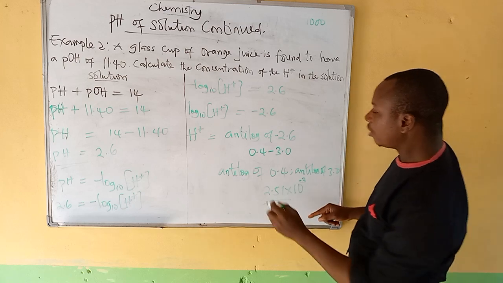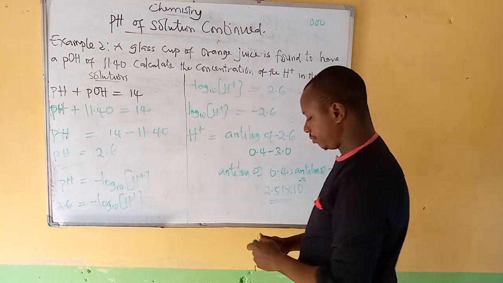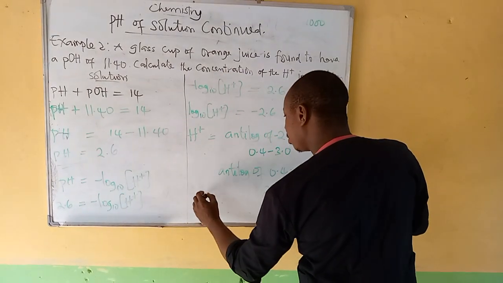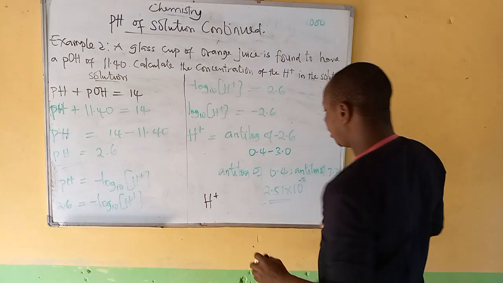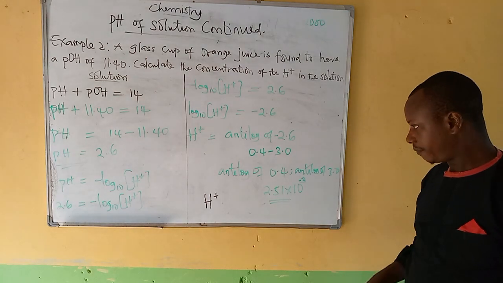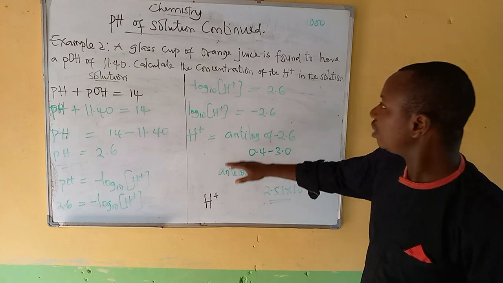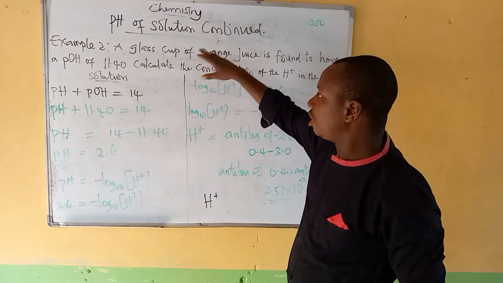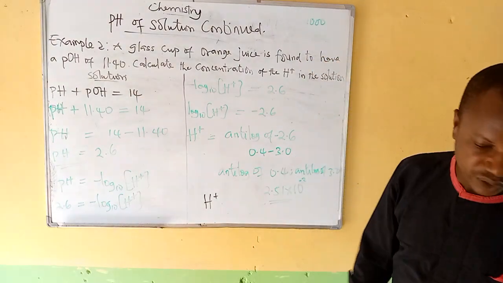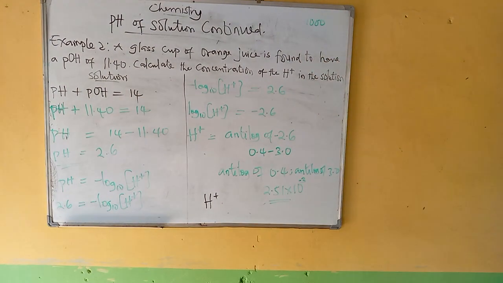So the hydrogen ion concentration in this orange juice is simply 2.51 times 10 raised to power minus 3. That is the hydrogen ion concentration in a glass cup of orange juice that has a pOH of 11.4. You can go through that again as we take another example.